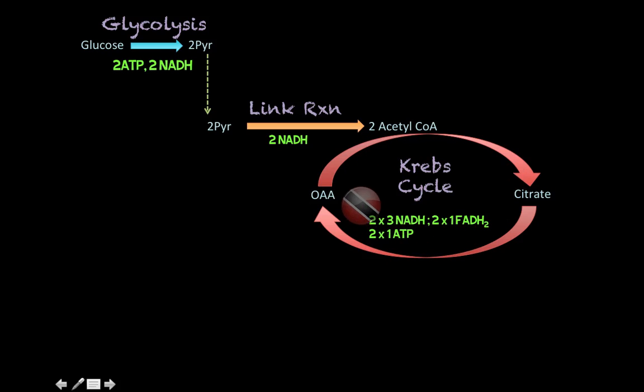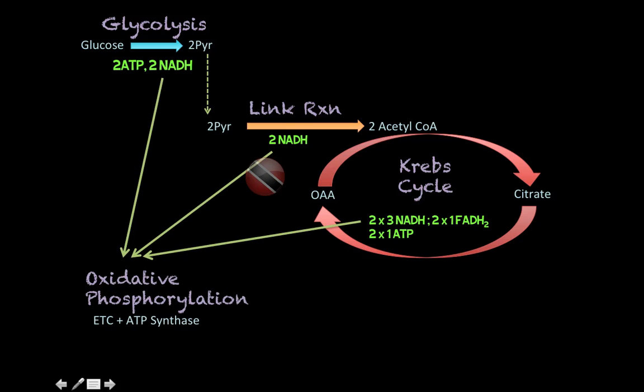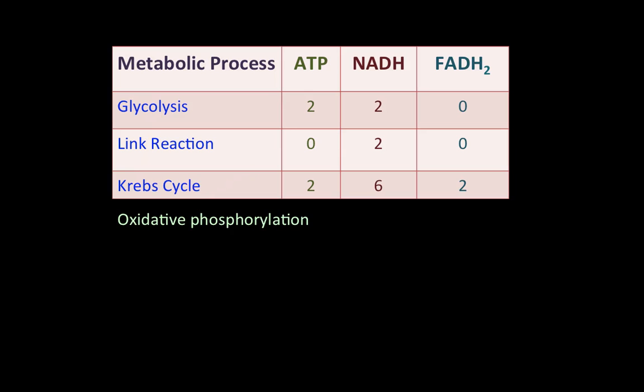And for every one turn of the Krebs cycle, you get 3 NADH, 1 FADH2, and 1 ATP. Since we have produced 2 acetyl-CoA, it means that we're looking at 2 turns of the Krebs cycle. So it's 2 times 3 NADH, 2 times 1 FADH2, and 2 times 1 ATP. Now all that NADH and FADH2 will then be diverted to the oxidative phosphorylation, which includes the electron transport chain and ATP synthase.